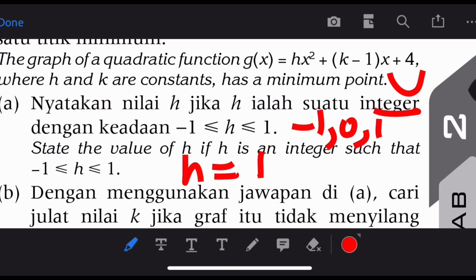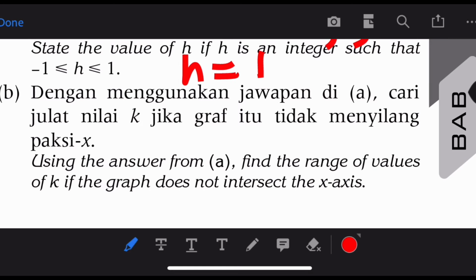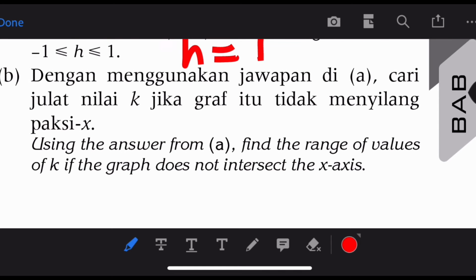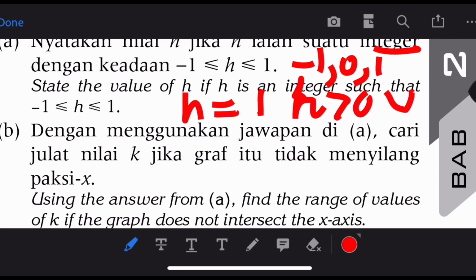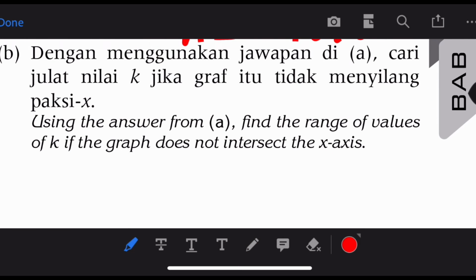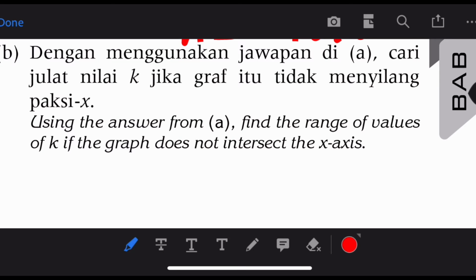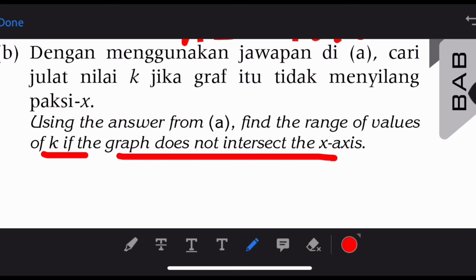Okay, so that is how you choose the right answer. So why do we choose h equal to 1? Because the coefficient of x squared must be positive, and because it's a U shape. Okay, so that's to test you on the coefficient. B, using the answer from A, find the range of values of k for which the curve does not intersect the x-axis.